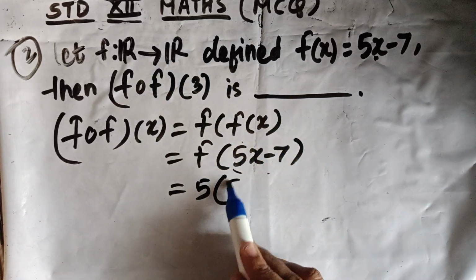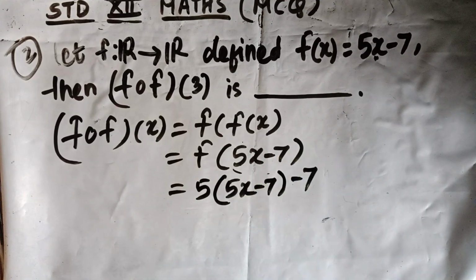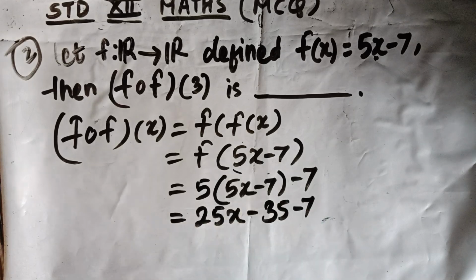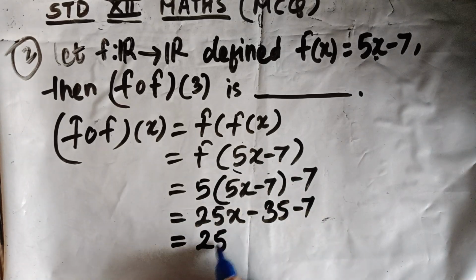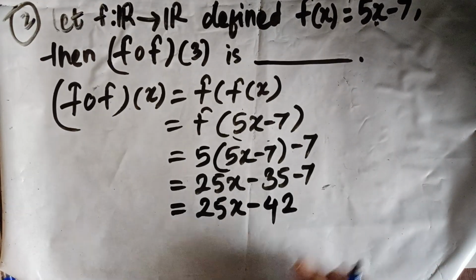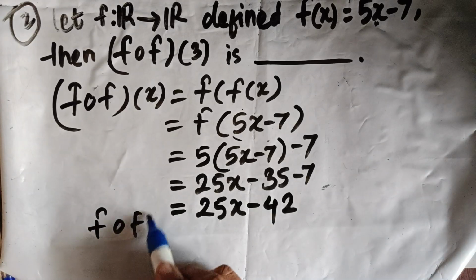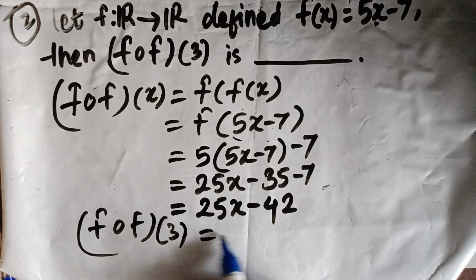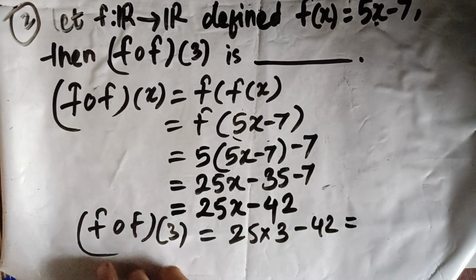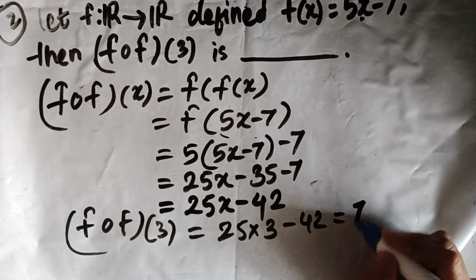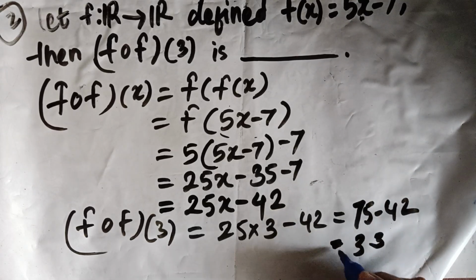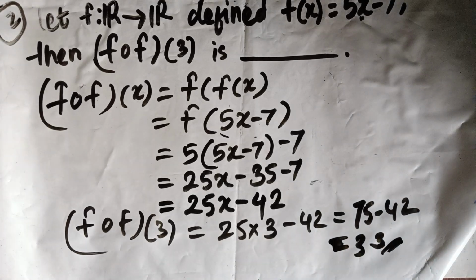Okay. Minus 7. Okay, so this will be 25x minus 35 minus 7. So you'll get 25x minus 42. Right? So we have to find f composite f at 3. So 25 into 3 minus 42. Okay. 75 minus 42. 33. Okay.